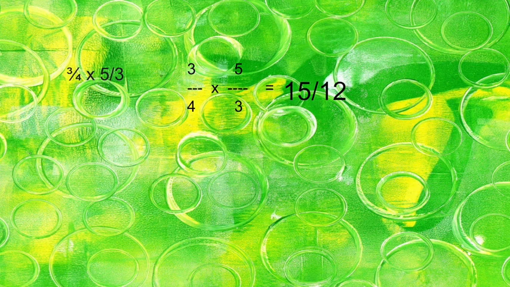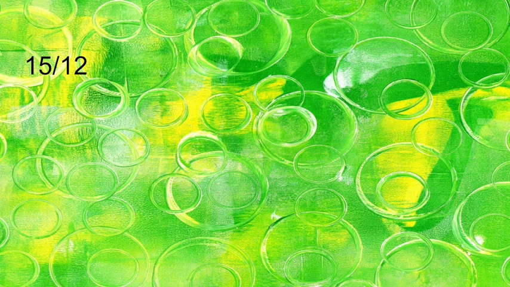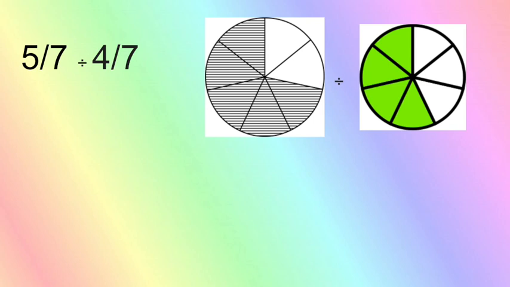Then you turn it into that, and then you do the equation. So you do 3/4 times 5/3, which if you go back in the video, you can watch how to times fractions. It equals 15/12, and you can simplify that to 1 3/12, or 1 1/4. Next, let's do 5/7 and 4/7.